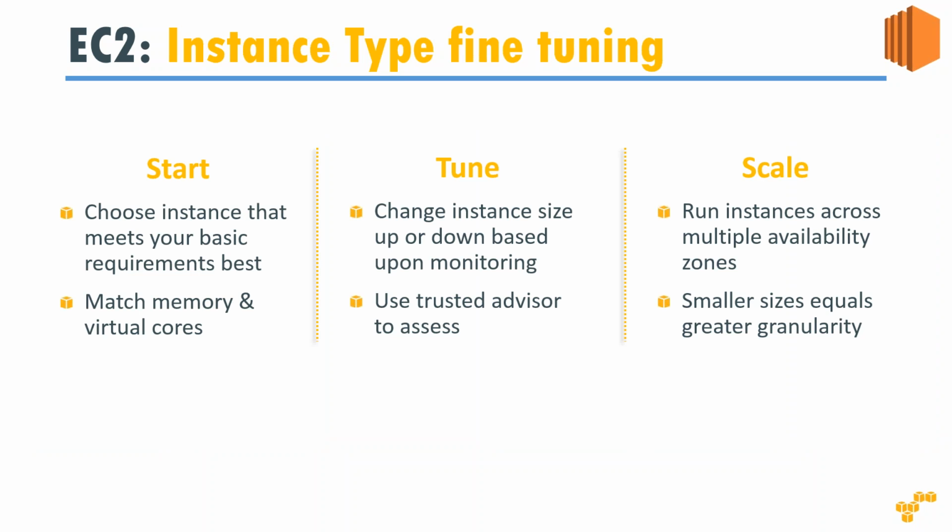So basically you go from left to right here. You start an instance, then you fine tune it based on Trusted Advisor or your performance monitoring tools, and then you start scaling it with auto scaling or other scaling options that you get. Always start small, because the smaller size gives you greater granularity in scaling, and then you can scale to bigger instances. So start it, fine tune it, and then scale it. That is the logic when you're trying to do production level scaling.